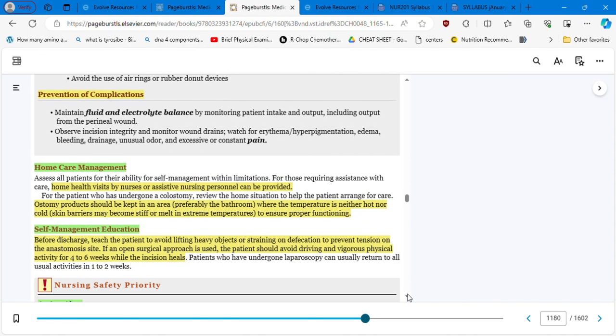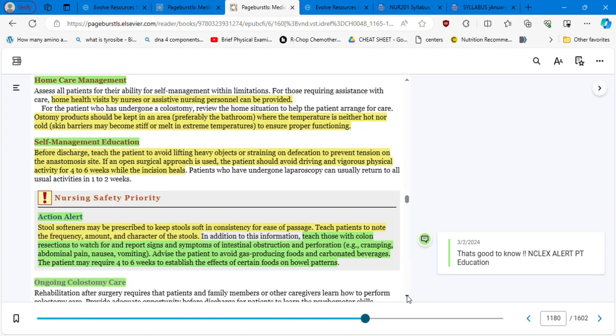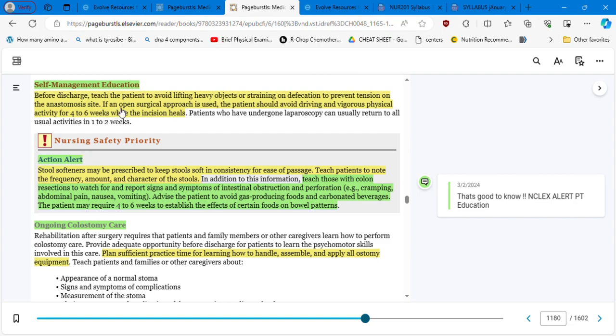Home care management. Home health visits by nurses or assistive nursing personnel can be provided. Ostomy products should be kept in the area, preferably in the bathroom, where the temperature is neither hot nor cold. Skin barriers may become stiff or melt in extreme temperatures, okay? So, self-management education before discharge: teach the patient to avoid lifting heavy objects or straining on defecation, to prevent tension on the anastomosis site. If an open surgical approach is used, the patient should avoid driving and vigorous physical activity for 4 to 6 weeks while the incision heals.